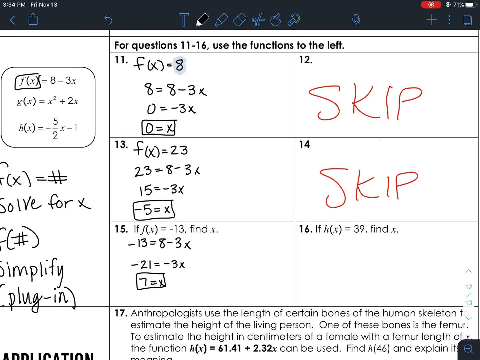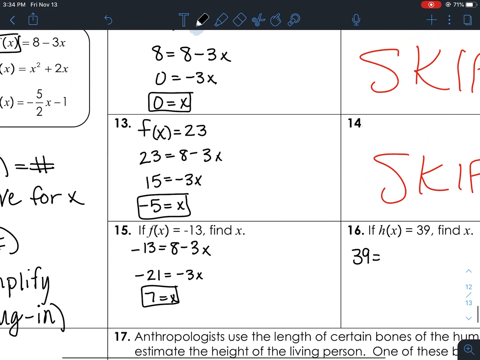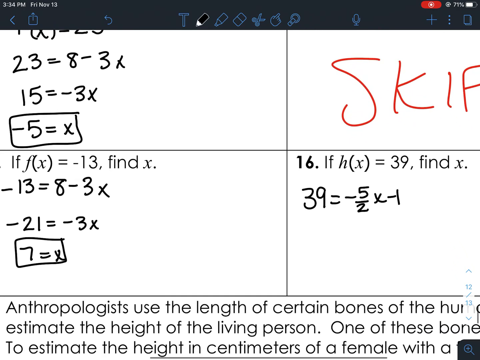Okay, here we have h of x. So now I'm going to use my equation h. So that's going to be 39 is equal to negative 5 halves x minus 1. All right, so I'm going to add 1 to both sides. That gives me 40 equals negative 5 halves x.